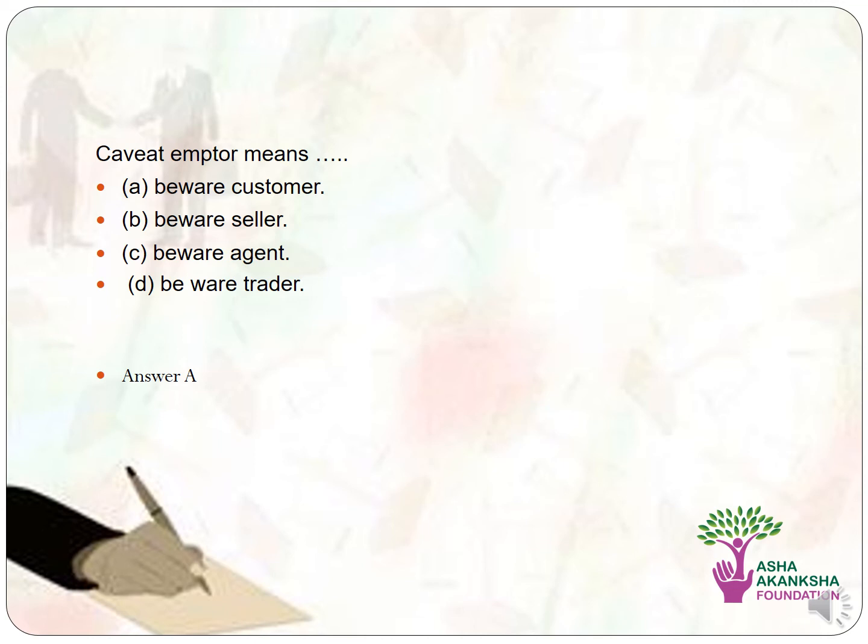What does the legal maxim caveat emptor mean? Options are A, beware customer, B, beware seller, C, beware agent, and D, beware trader. The correct answer to this question is option A, that is beware customer.